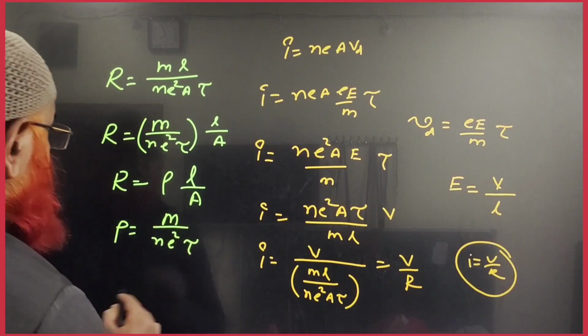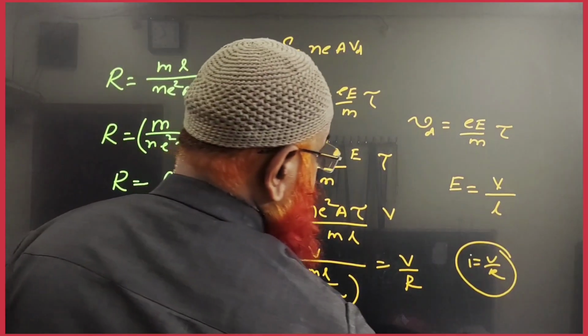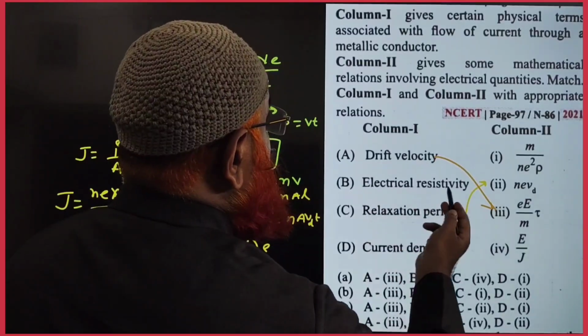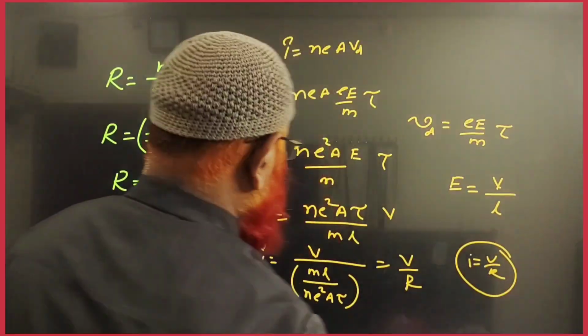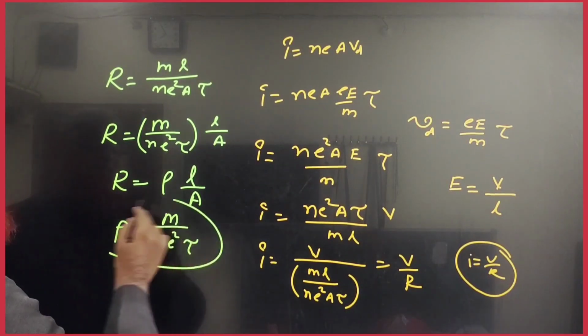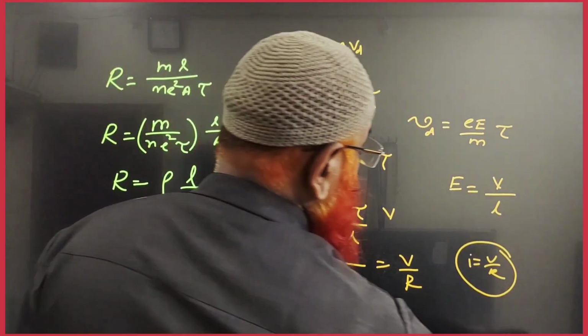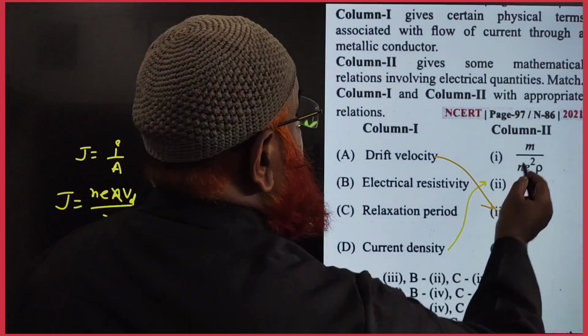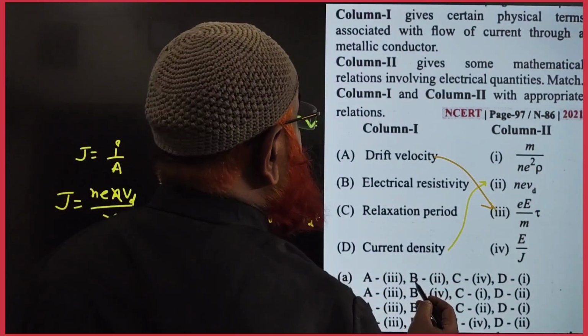So from this, what are we going to get now? He's asking us to find out electrical resistivity. So electrical resistivity is M by NE square tau. M by NE square tau is the electrical resistivity.